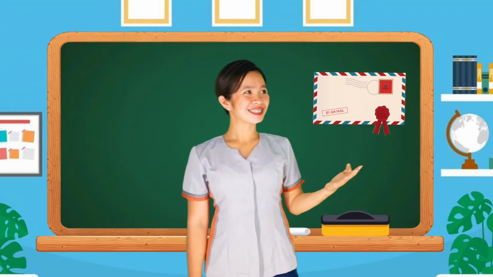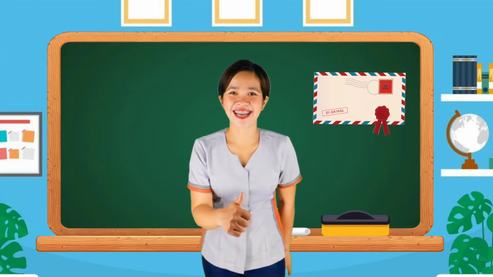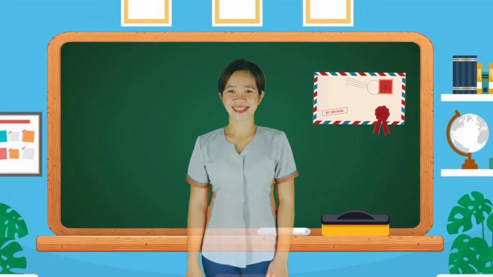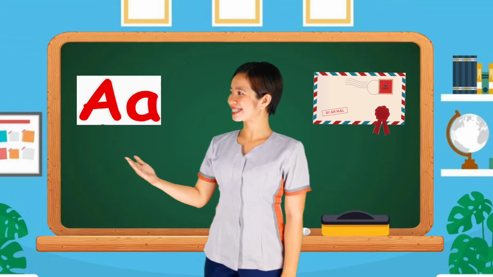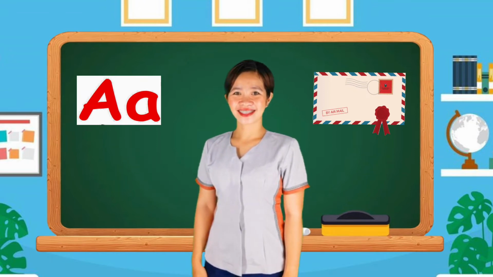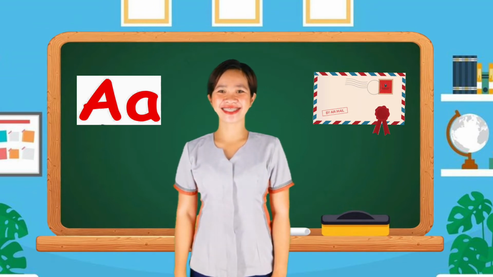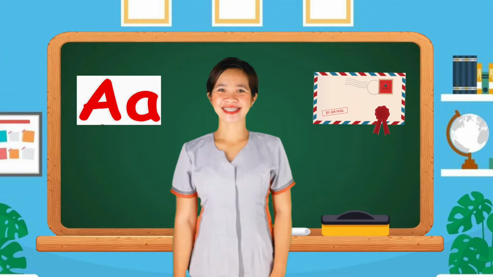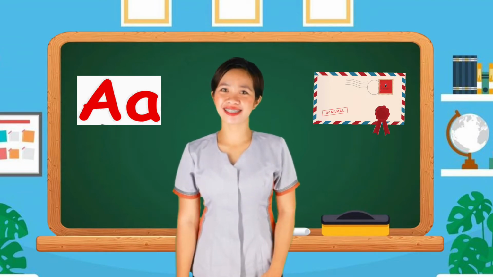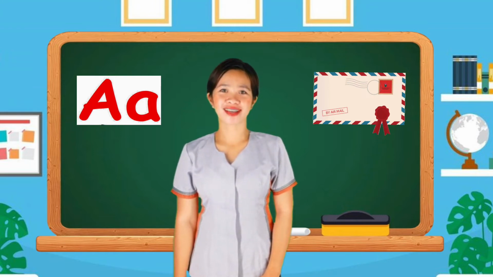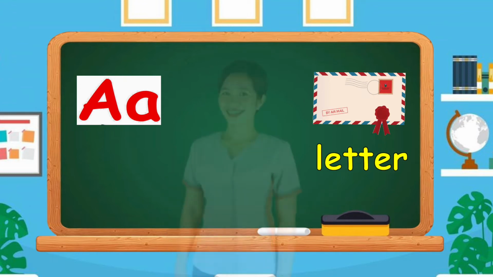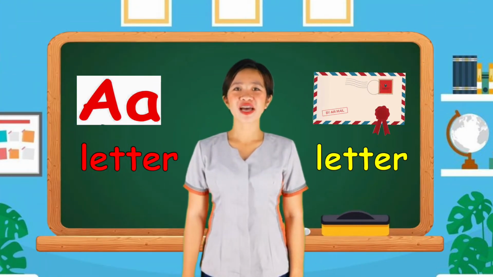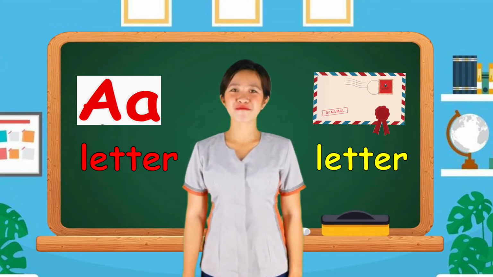What is this, kids? Correct! This is an example of a letter. Someone wrote this letter. Let's turn on my right side. What is this? Very good! This is a letter A. Now, what did you notice about these pictures? Aha! Exactly! These pictures have the same names. We call this a letter, and this is a letter too. These are words that have exact same spelling but different in meaning.